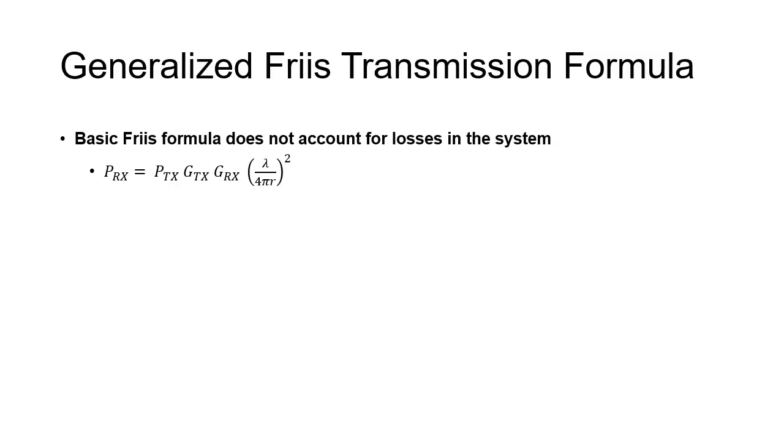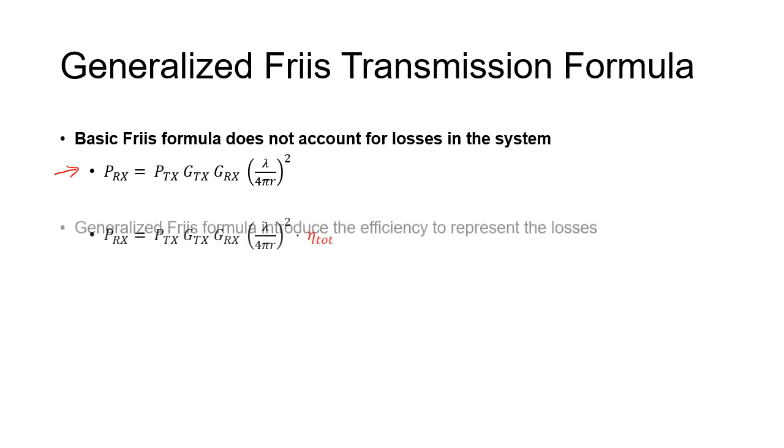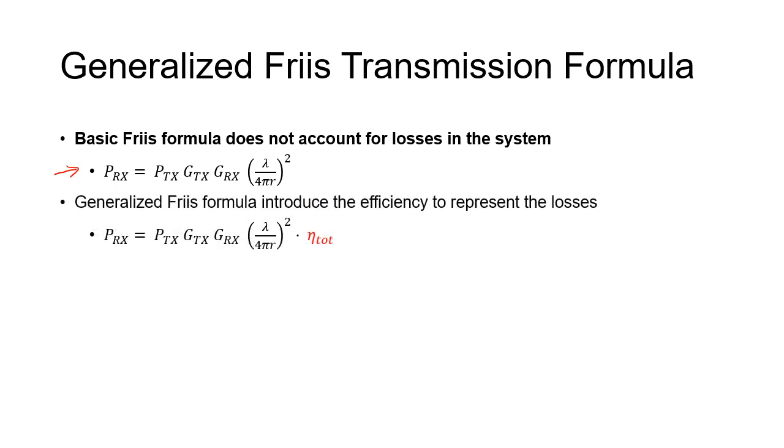Before, we studied the basic Friis formula shown here. This time we will study the generalized Friis transmission formula in order to include the loss effects represented by eta total, the total efficiency. And now this represents the actual received power in the receiver after accounting for all losses.